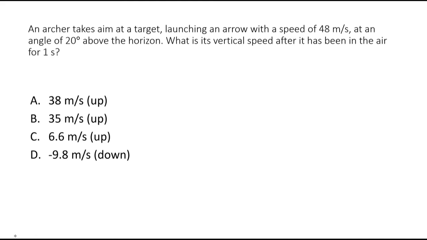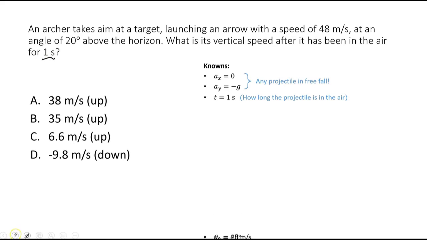Okay, so now we want to start solving this problem by listing out all of our known quantities from the problem statement. The first thing I would always write down in a projectile motion type of problem is that ax is equal to 0, ay is equal to minus g. Next thing I see is that we actually know the final time at which we want to know the vertical speed of this projectile. That final time t is going to be 1 second. So I would go ahead and write down that t is equal to 1 second, which tells us how long the projectile is in the air at the point in time that we're interested in.